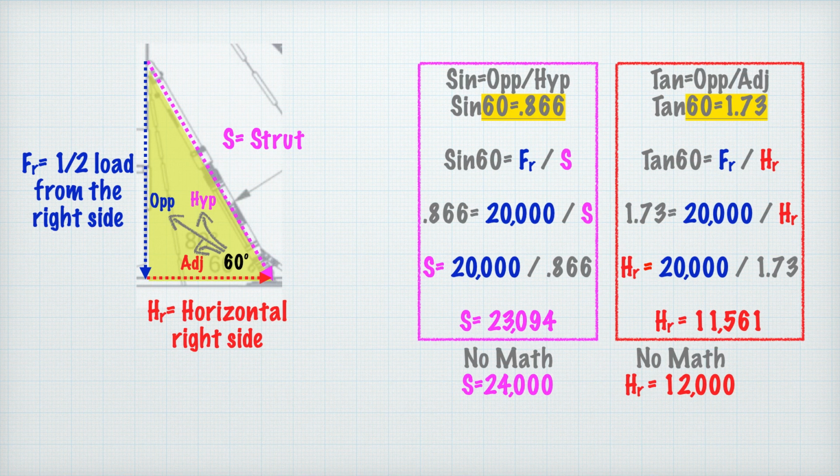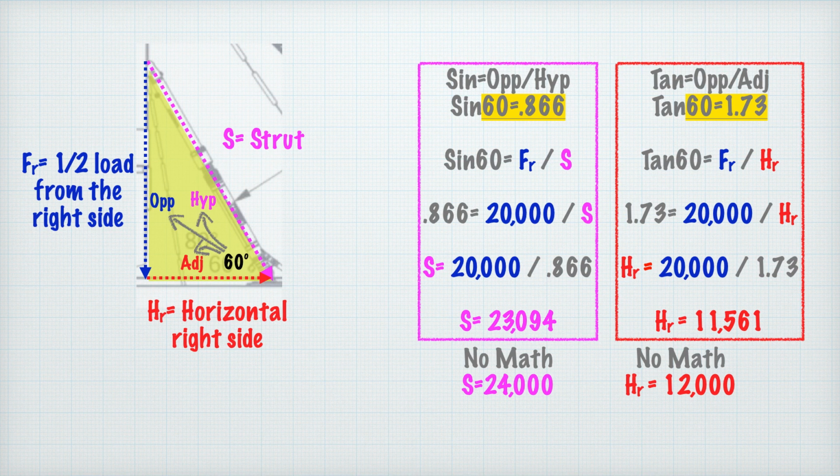So we did that vector analysis with no math. We just did an easy comparison. Well, let's run the math on it. How close were we? Well, we pull out our scientific calculator and do some SOHCAHTOA and run the trig out, and we come out to identify that our strut needs to support 23,094. Well, our no math was 24,000, and our math is 23 and change. That's pretty close. Same thing with our horizontal component. Our math tells us that it's 11,500. Our no math said 12,000. Those are pretty close and pretty handy for field use.